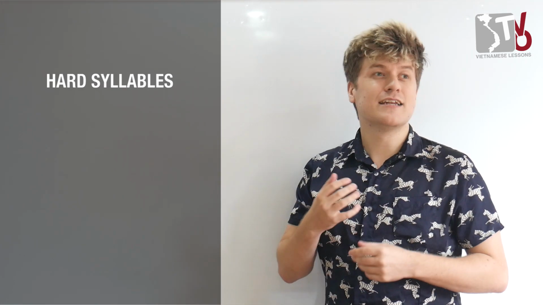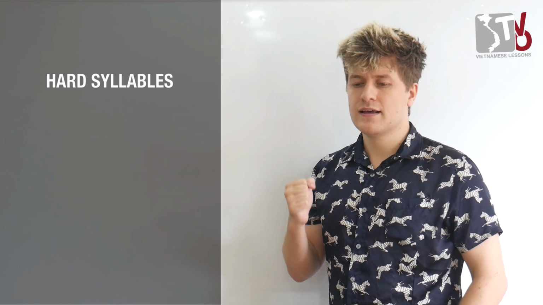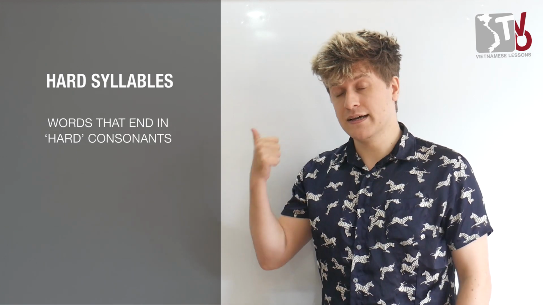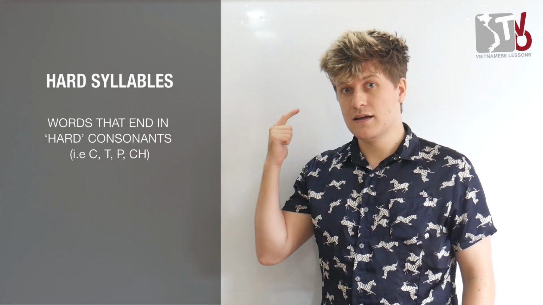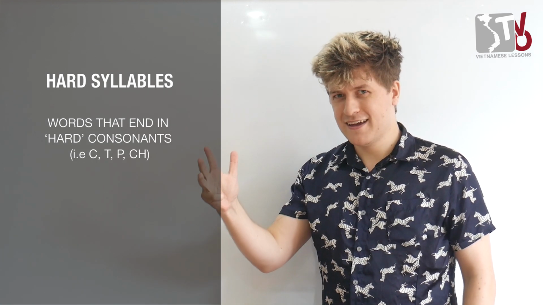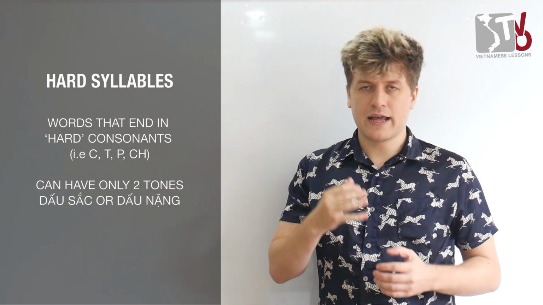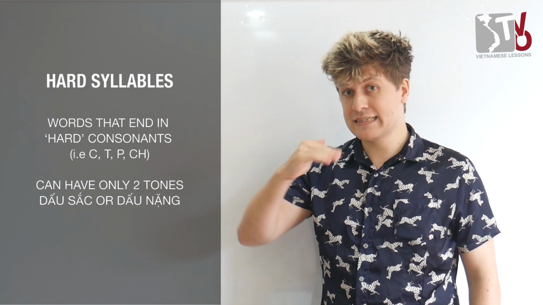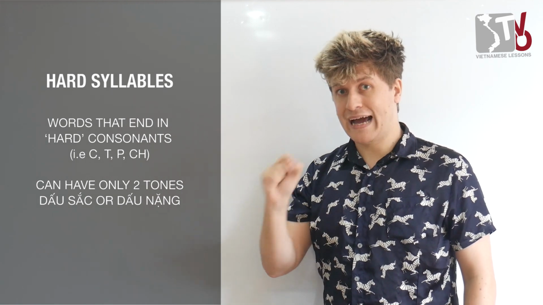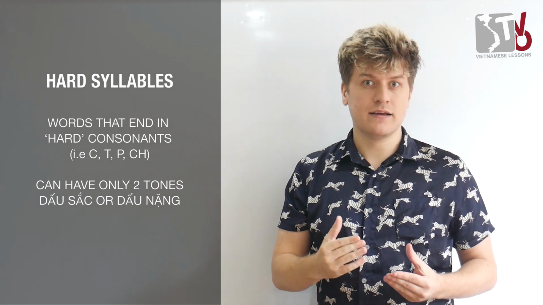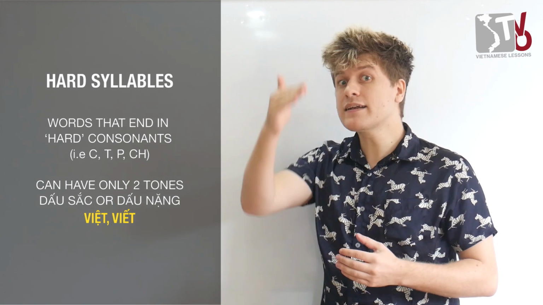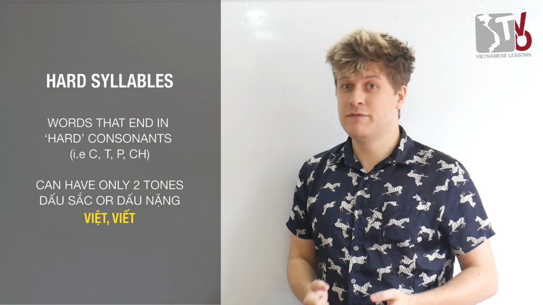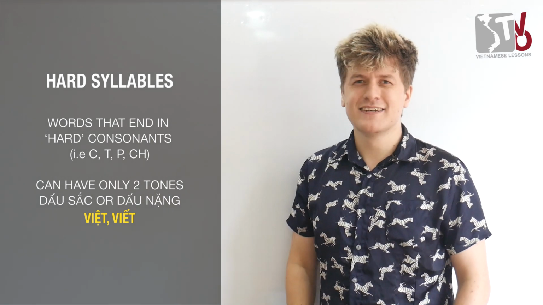The second kind of syllable is hard syllables, and these are syllables that end in what I would call a hard consonant. So that's going to be k, t, p, or ch. And now these syllables can only ever have one of 2 tones. You can either have zosak or you can have zonap. So one example of this would be the word Viet or Viet can have one of those 2 tones, but it can't take a zonga. You can't say Viet. That's never going to be a word.